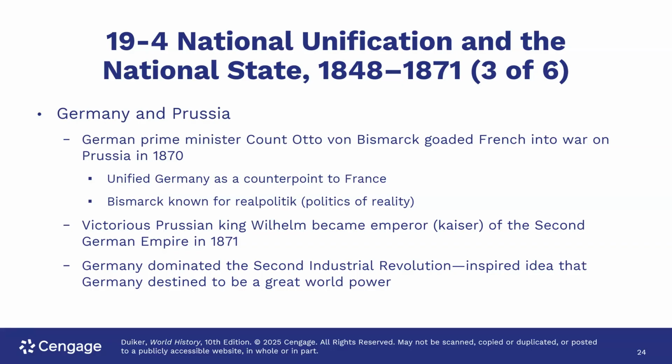Same thing happens in Germany. It's unified by a prime minister named Bismarck. Bismarck will goad the French into a war in 1870. After really touching off a series of wars to help unite his state, Bismarck will unite Germany at the expense of Austria, who gets kicked out of a unified Germany. And Germany becomes an empire in 1871.